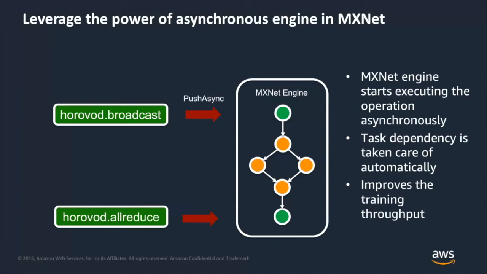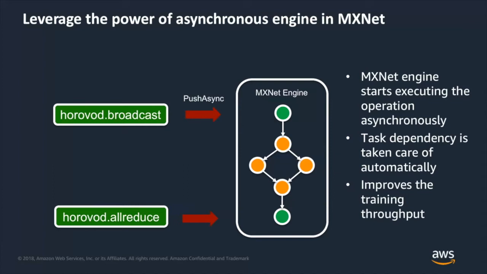And at the low level, this is how we implement this integration. Basically, we leverage the power of the asynchronous engine in MXNet. For each operation, for example, the broadcast and Allreduce, we use push async methods to push these actions into the MXNet engine. So the MXNet engine will treat these operations just like a regular computation node. And the MXNet engine itself has task dependency handling, and can take care of the task dependency automatically without user intervention.